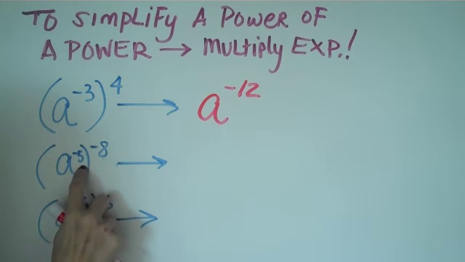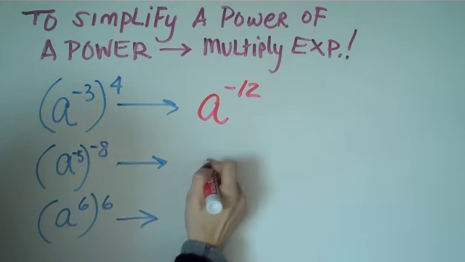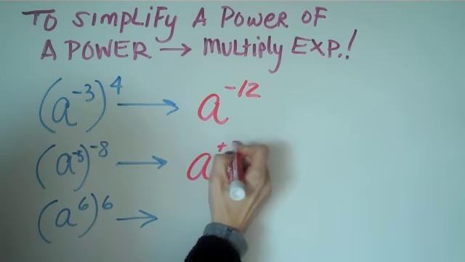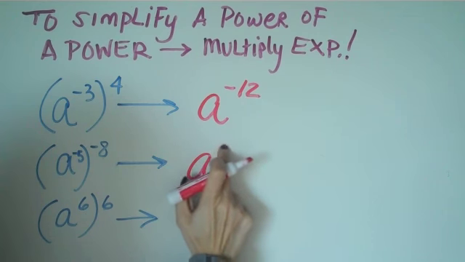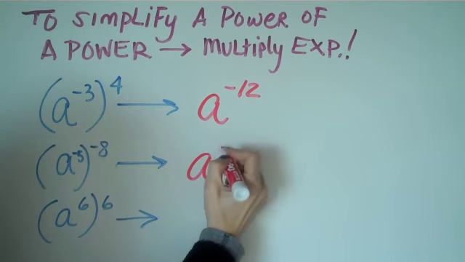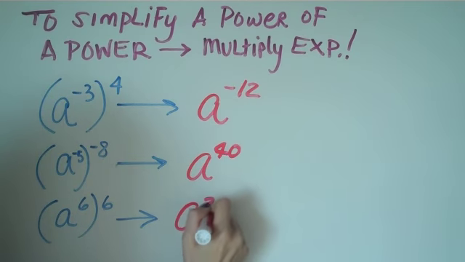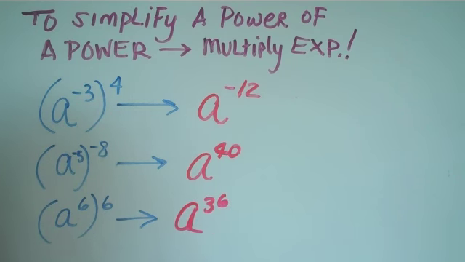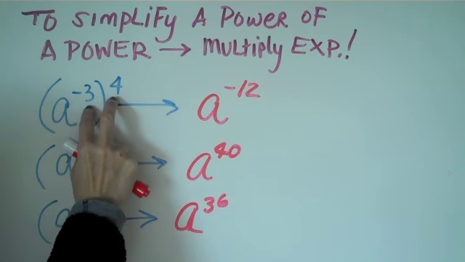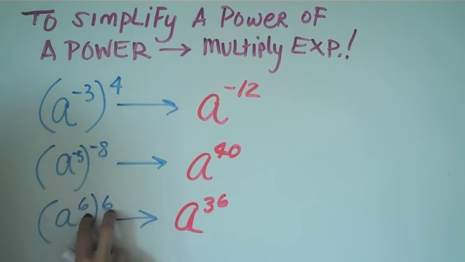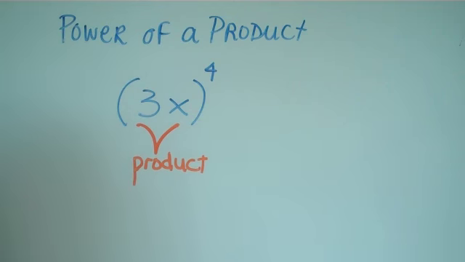Here, a to the negative 5th raised to the power of negative 8 becomes a to the positive 40, right? We don't have to write that positive sign, but a negative times a negative is a positive, right? So this becomes a to the 40th. And a to the 6th raised to the 6th becomes a to the 36th. So pretty straightforward and easy so far. You're just remembering your rules for positive and negative numbers. And if you see a parentheses, that means you have to multiply these two numbers together, and the base stays the same. And let's look at a couple of other types of problems.